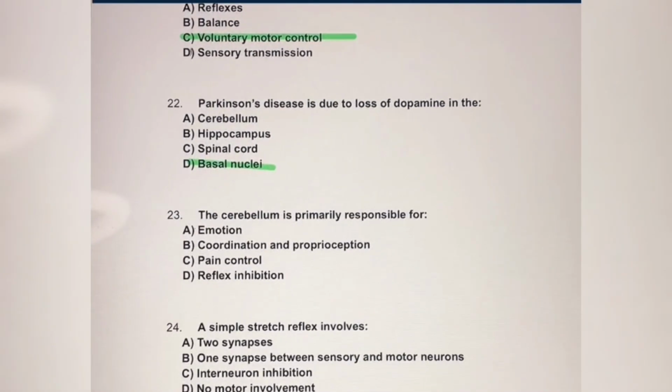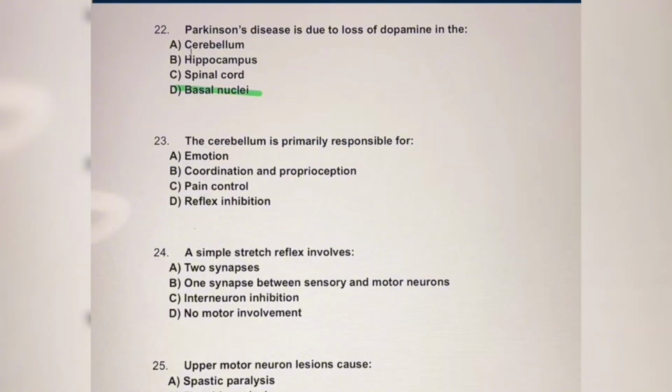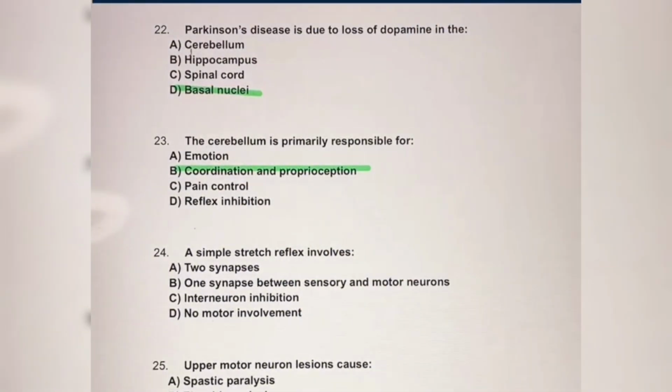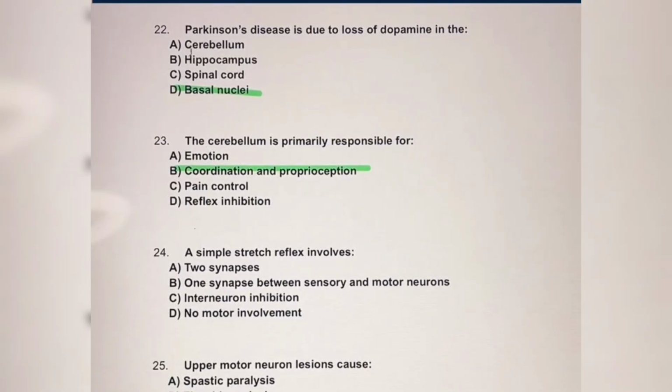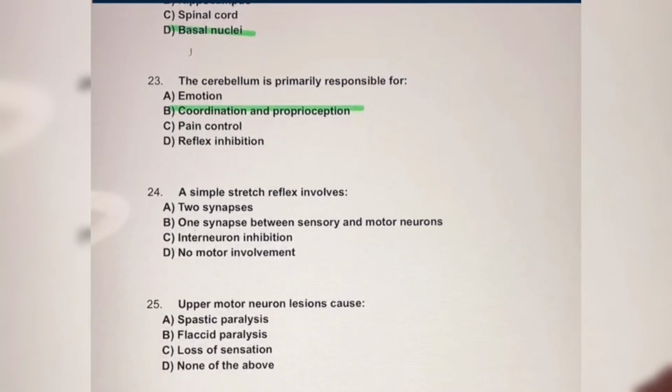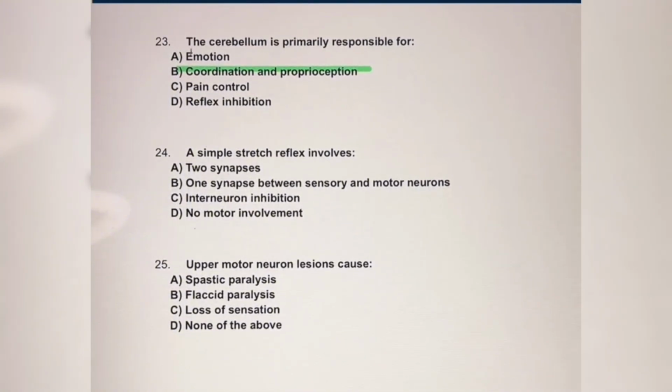Number 23, the cerebellum is primarily responsible for what? A, B, C, or D? It is B. It's our coordination and our proprioception. It fine-tunes our movements. It maintains our balance. It coordinates our posture. Number 24, a simple stretch reflex involves what? A, B, C, or D? What do we think for this one?